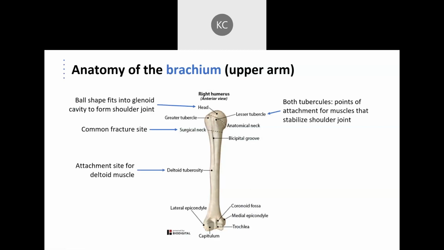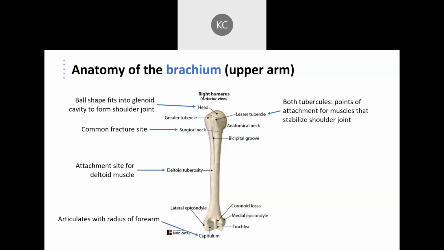We also have a region called the deltoid tuberosity. Deltoid tuberosity allows for the attachment site of a muscle known as the deltoid muscle that's responsible for a variety of movements, some of them being flexion and extension of the arm, also abduction of the arm, so moving the arm out away from you, right?